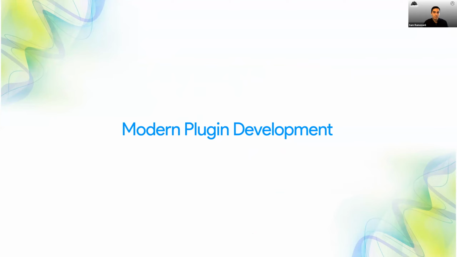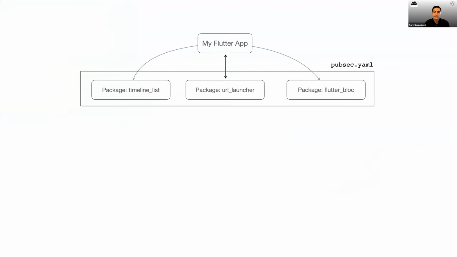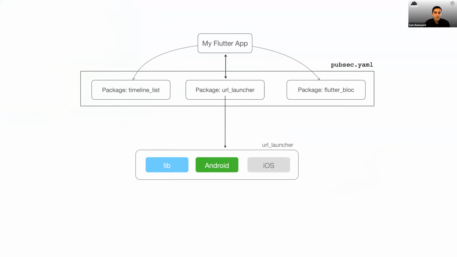And let's call this section modern plugin development. Let's say you have an app which has 3 packages, 3 dependencies, where you would define them in your pubspec.yaml file. Traditionally, a Flutter plugin was a single package that enabled Flutter applications running on both Android and iOS. And this is the same thing that we discussed a little bit earlier, where the implementations for all the different platforms were in the same space.